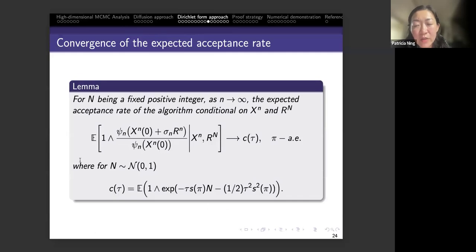This lemma is very important. Basically, for any of the optimal scaling results, either using the diffusion approach or any other approach, we need to firstly analyze the acceptance function. And this is a very important result here. The expectation of the acceptance function converges to this C(τ), and the C(τ) is in this form. And we also need to achieve this result in this graphical setting.